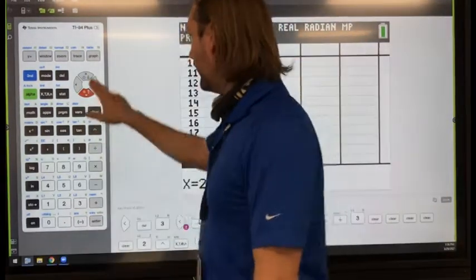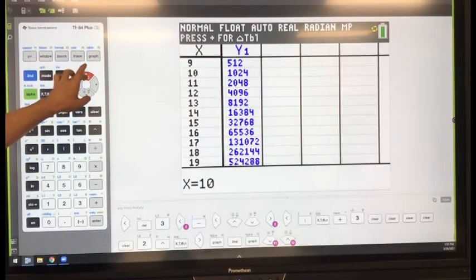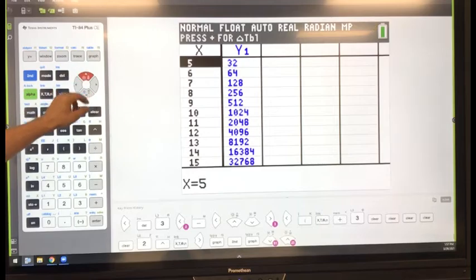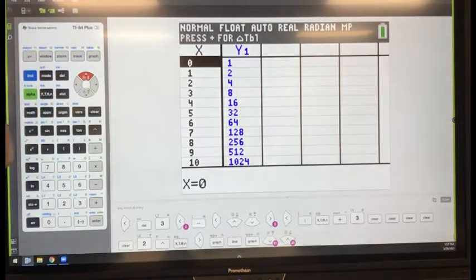Wait, go back up. Go back up to 7. Okay, never mind. So, as we saw here, 0 is 1. Anything raised to the 0 power is the number 1.